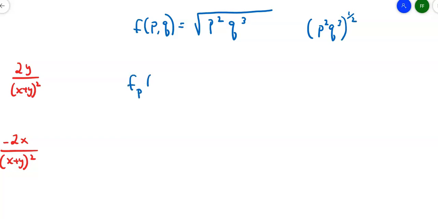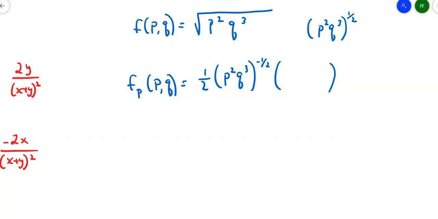So the partial derivative with respect to p of pq, the first part is going to be a plain old chain rule. So 1/2 p squared q cubed to the negative 1/2, right? Drop the power by 1. But now you're going to multiply by the derivative of the inside. So what's the derivative of the inside if you derive p squared q to the third with respect to p? The q to the third just stays, and you end up with a 2p q to the third. All right, and then you could simplify it from there, right? You could turn it back into a fraction.